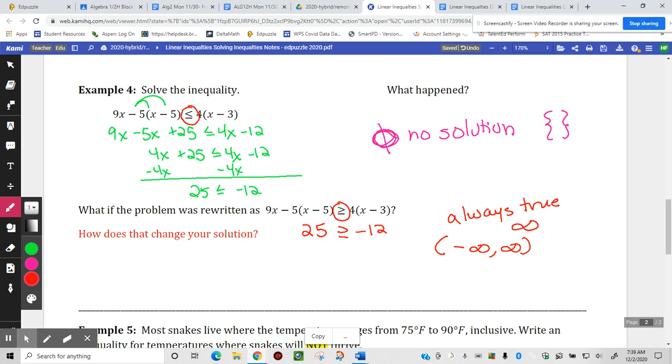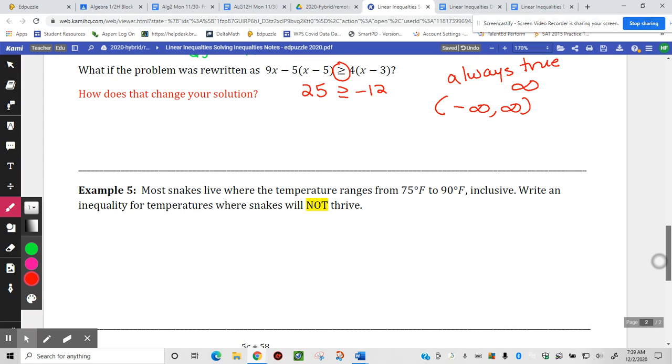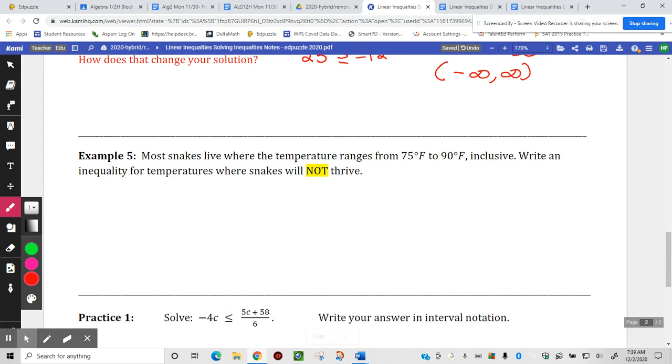All right, so we have one last one that I want to look at because I just want you to think about it and just see what you can do with it. There's the practice. Okay. We're moving on to absolute value inequalities next week. So that's why we're kind of refreshing your memory about some of the ones we've already done.